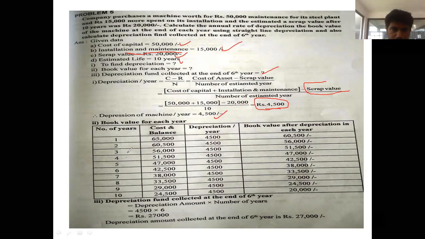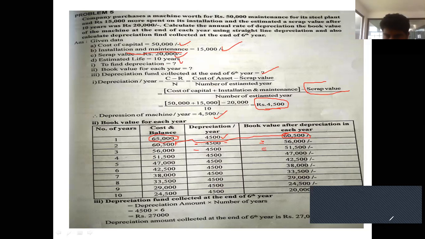Now we'll see the book value. Initially the total value, including installation and cost, is 65,000. The first year depreciation is 4,500, minus that we get 60,500. The same amount comes over to the second year: 60,500 minus the depreciation value gives the book value. Again, 56,000 minus 4,500 gives 51,500.